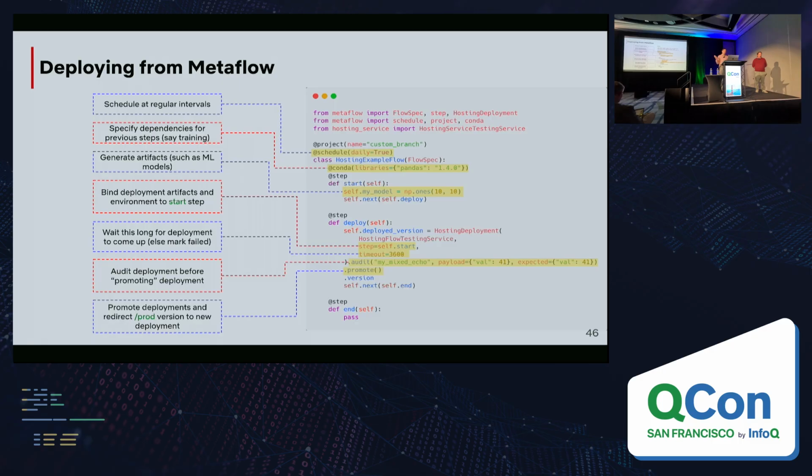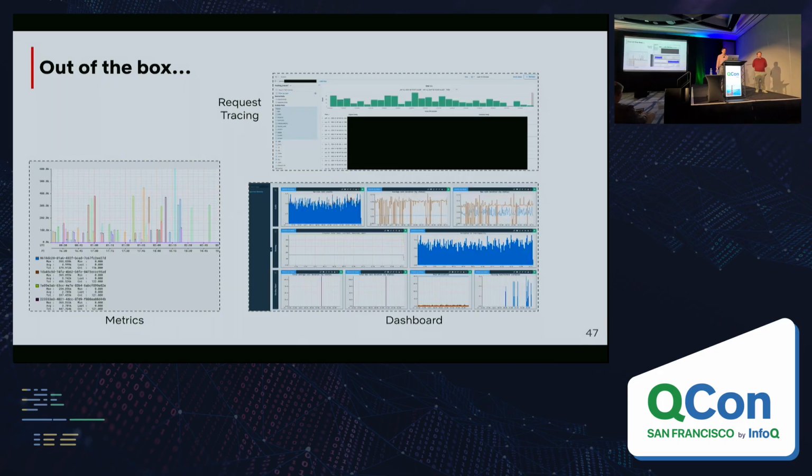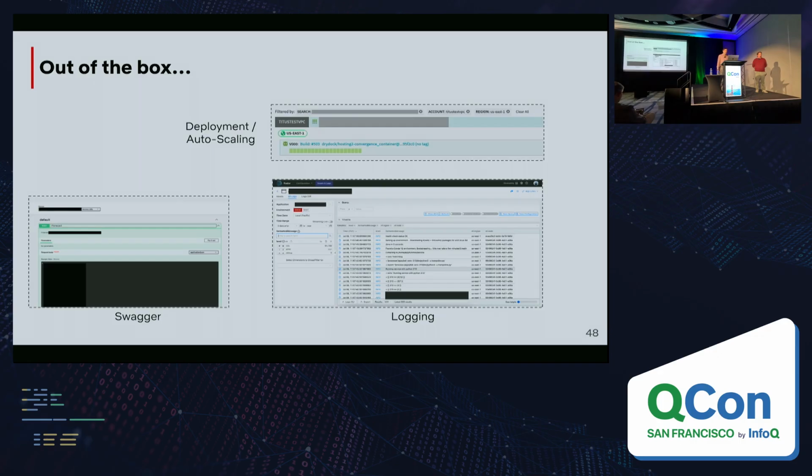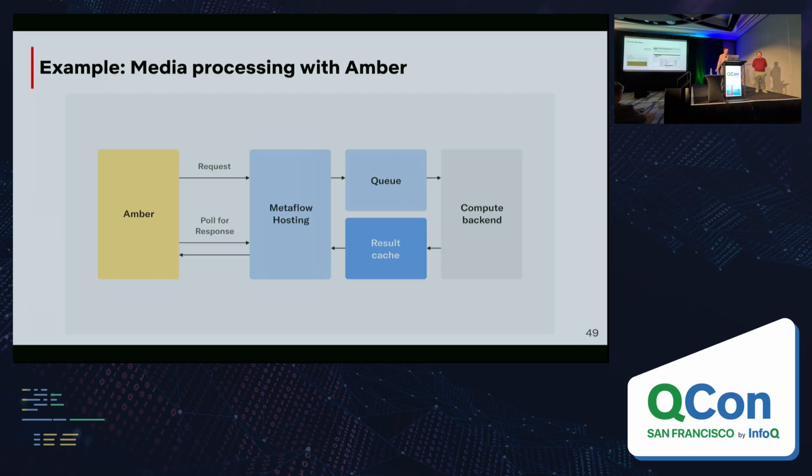So users basically use this, and they can have an entire flow where they train their model, and then they deploy their service to endpoints, and then consumers can start using it right away. And so for users, this has been really easy because they really don't have a lot to do, and all the infrastructure under the hood is completely hidden out and taken care of for them. Out of the box, they get request tracing, they get metrics, they get dashboards, they get auto-scaling, they get Swagger, they get logging for free.